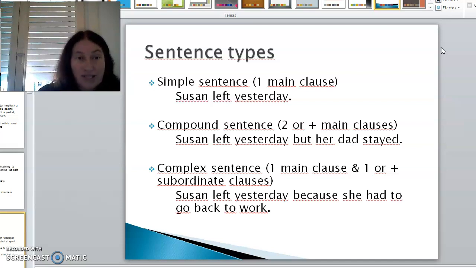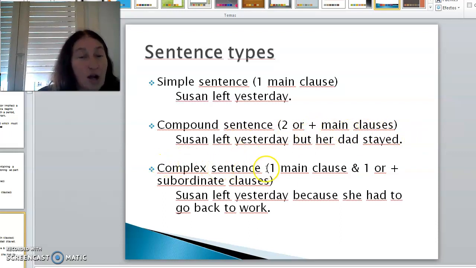In the case of a compound sentence, you will have more than one clause. You will have two or more main clauses, two or more clauses that can stand on their own. Here I wrote, "Susan left yesterday, but her dad stayed." If you look at this, you have a first main clause, "Susan left yesterday." Then you have this word, which is a coordinating conjunction, and you have a second main clause, "her dad stayed." This is a compound sentence. You have two or more main clauses at the same level.